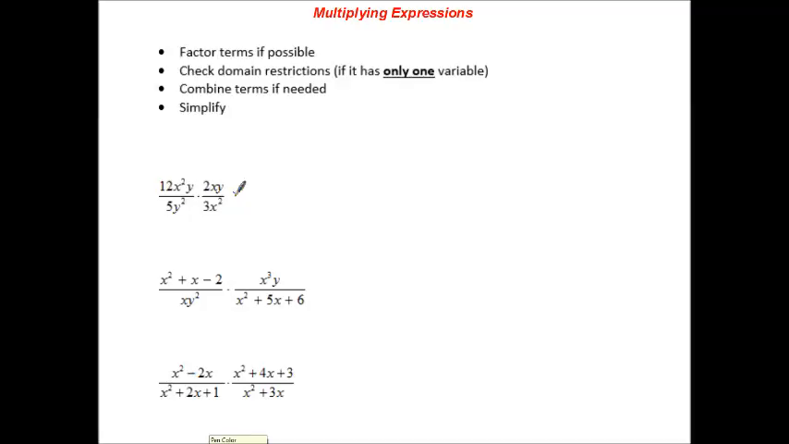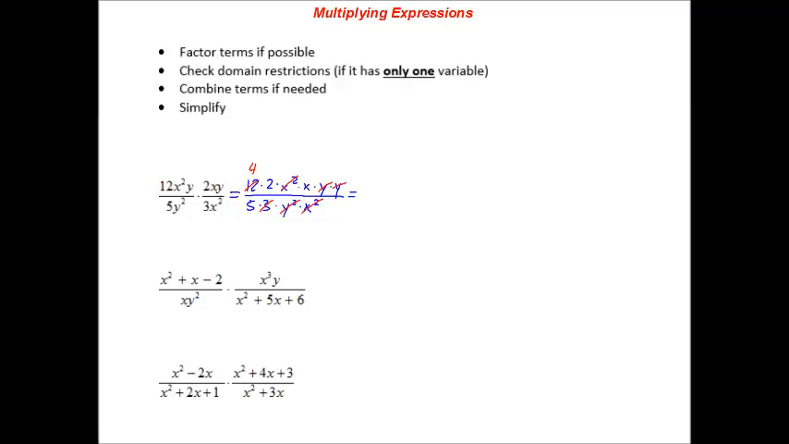Looking at our first example, let's start off by putting it all into one fraction and putting like terms next to each other. 12 times 2 times x squared times x times y. And in the denominator we got 5 times 3 times y squared times x squared. 3 goes into 12 4 times. We got an x squared, and luckily an x squared also in the denominator. And we got y times y, which is y squared, can be simplified against y squared in the denominator.